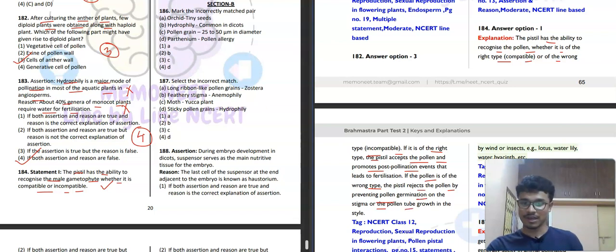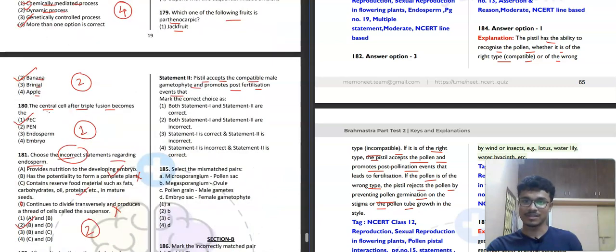So this is also correct, and the second statement also says that if the pistil accepts, or if it is compatible, then it promotes post-fertilization events. So both the statements are correct. The first option will be your correct answer for this question.